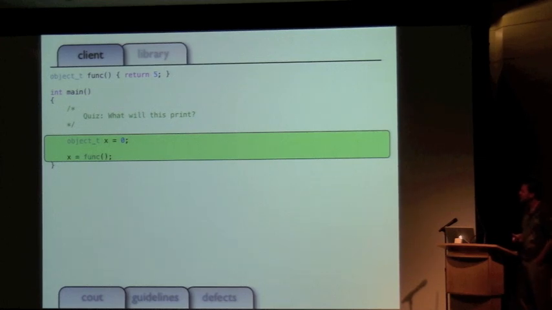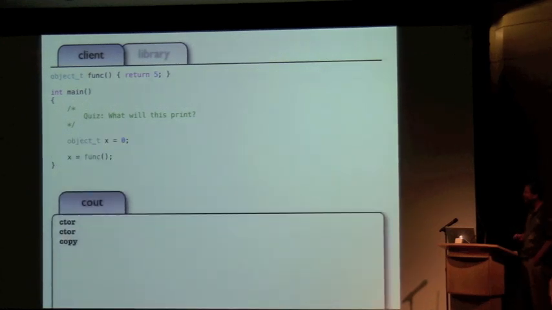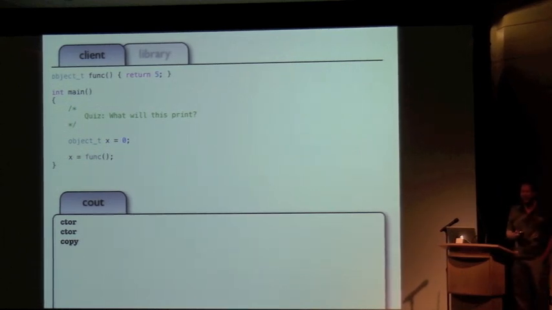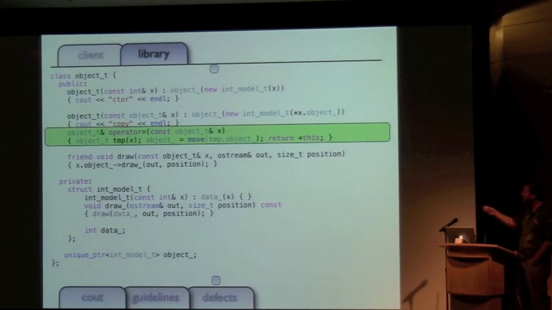What if we do it this way? Ctor, ctor, copy. Okay? Right? Two constructors, one inside the function, one down below, and then we're going to do the copy. Okay? Where's that copy coming from? Assignment. Exactly. You wrote it explicitly right there. Okay?